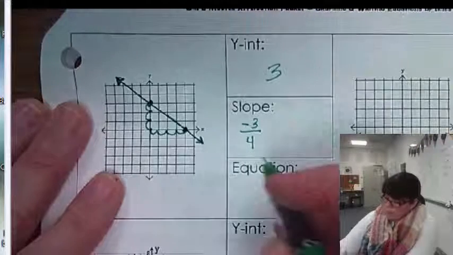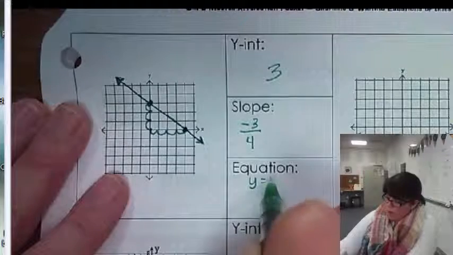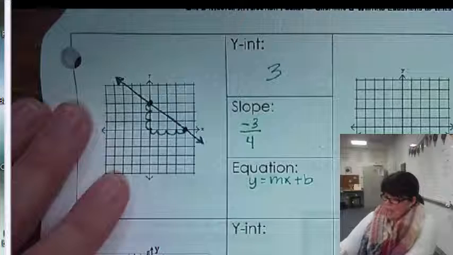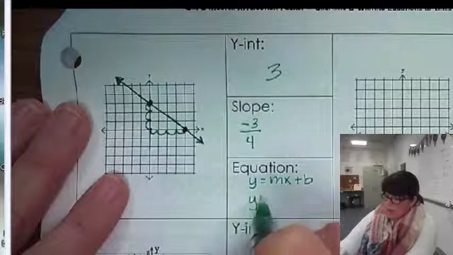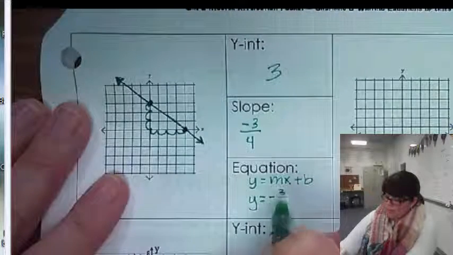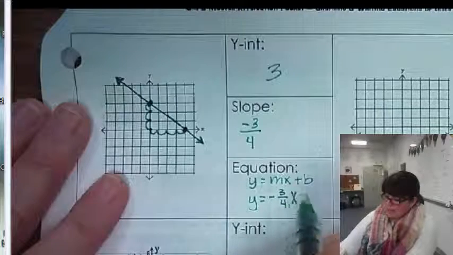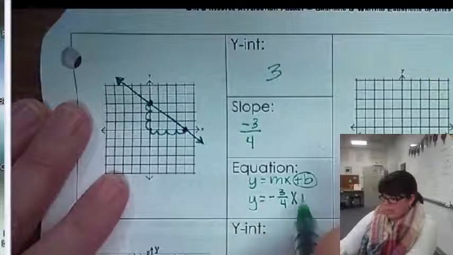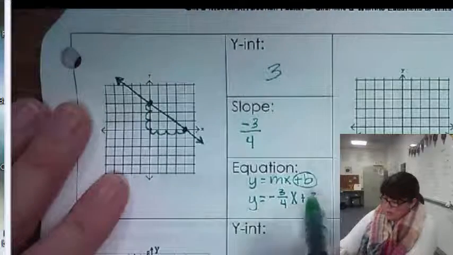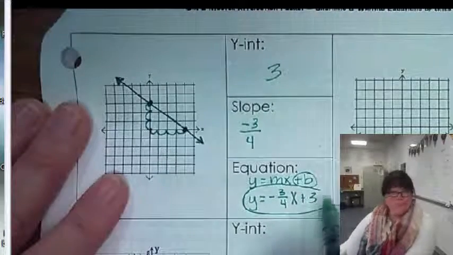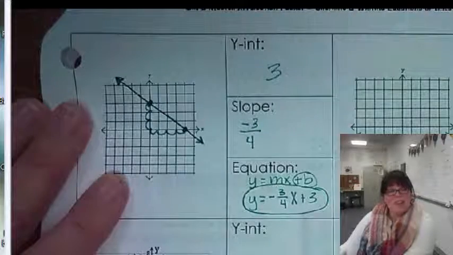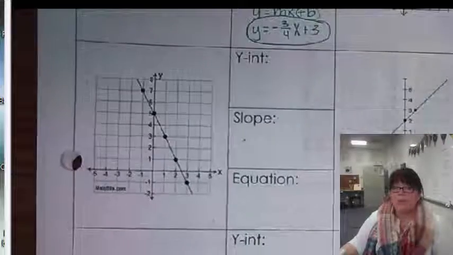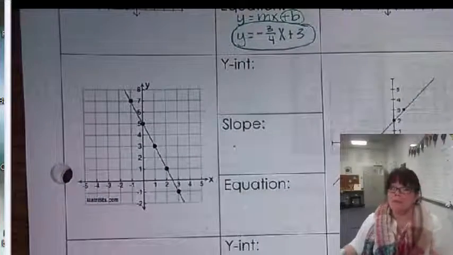Now, remember for your equation, the first thing you want to do is write out your form, y equals mx plus b, and then you can plug things in. M is your slope, which we found out is -3/4 times x, and your y-intercept is +3. So we're just going to tack a +3 at the end. And there's your equation. Ta-da! Not too painful, I hope. Why don't you take a look at the second one, pause the video, see if you can tackle it on your own, and come on back when you think you've got it.